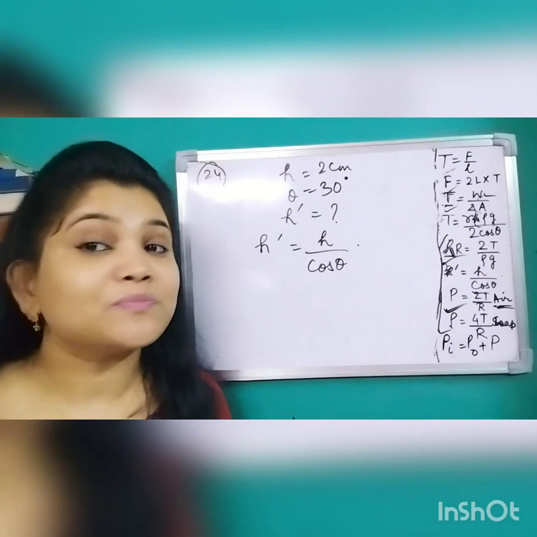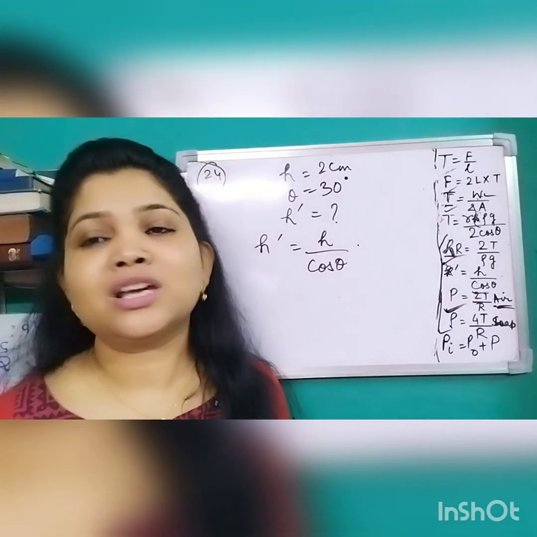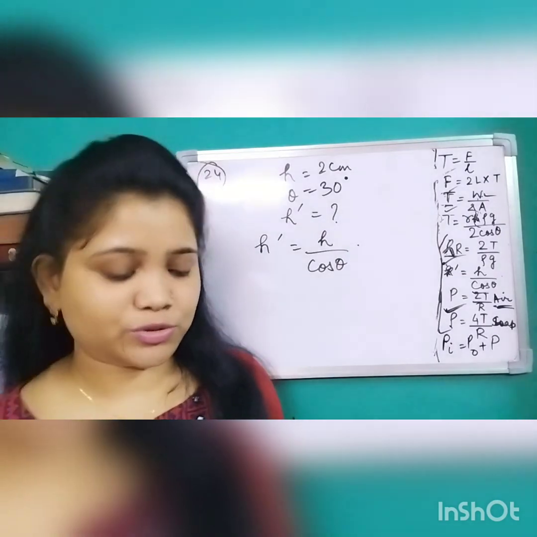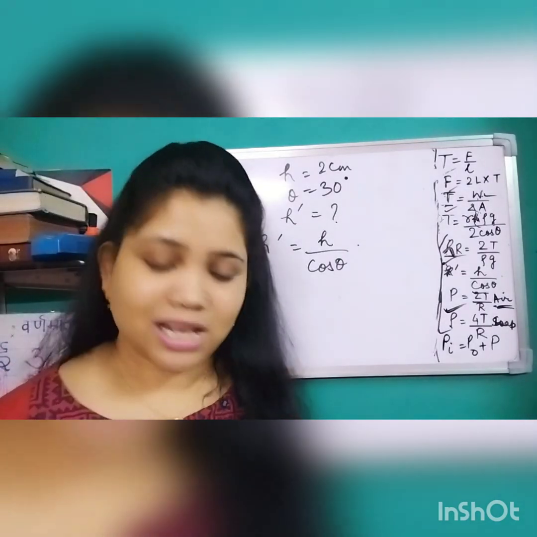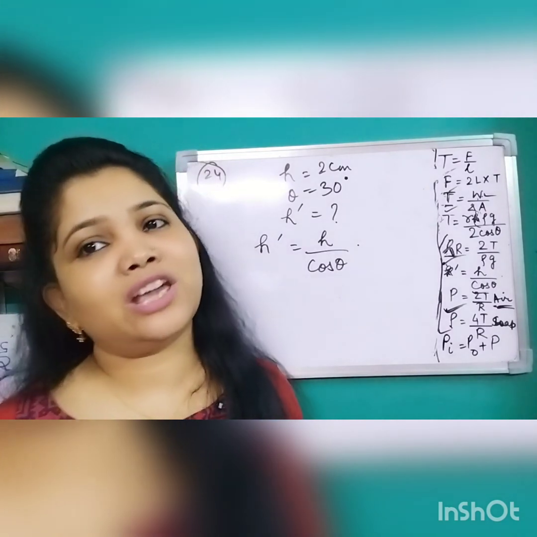As I was telling you, it's not compulsory to convert into SI unit. You can keep it in CGS unit also. You solve, you'll get the answer also. So this is your easiest sum, where H dash is equal to H by cos theta.